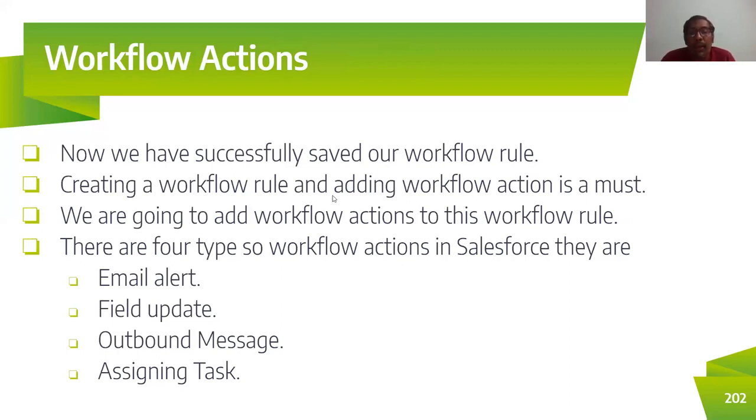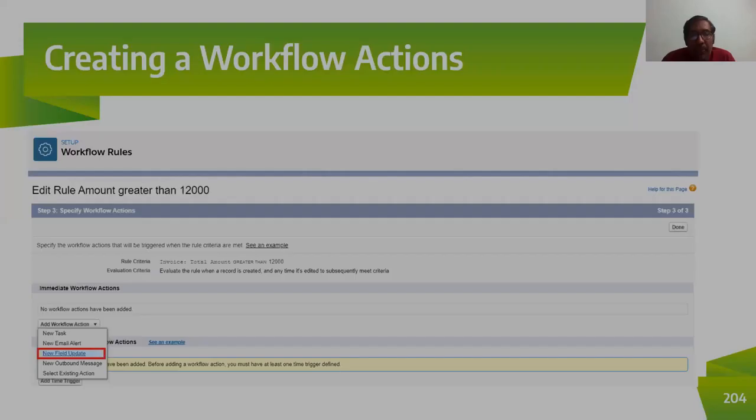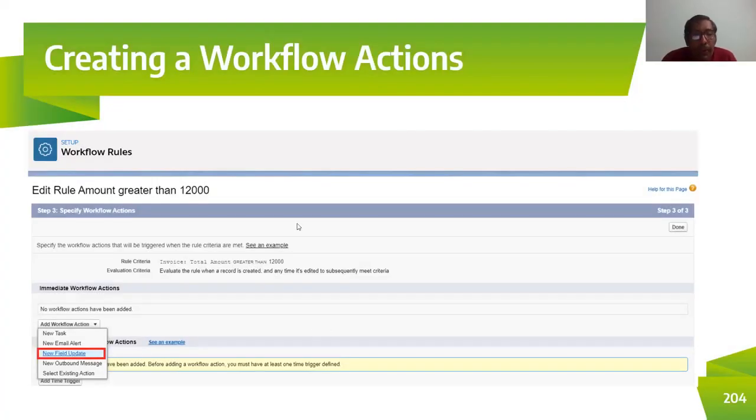Creating a workflow rule and adding a workflow action are both a must. So after creating the workflow rule, you have to add the workflow action. Now you know the requirement: if the invoice amount is greater than 12,000, it should be marked as a bulk invoice, and an email alert should be sent to the invoice owner. The task should be assigned to the user to review the invoice, and an outbound message should be sent with the invoice detail. Now we are going to perform the action.